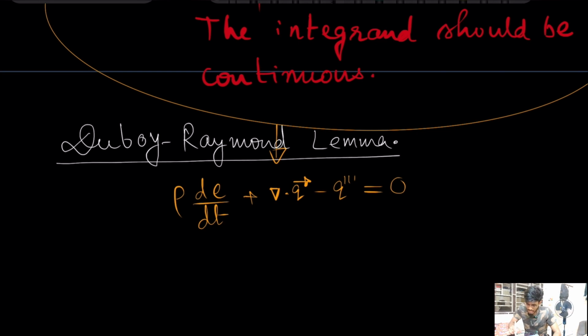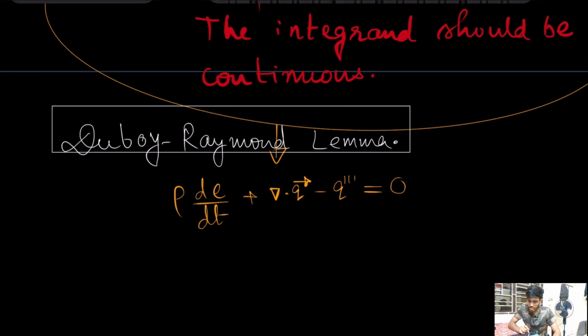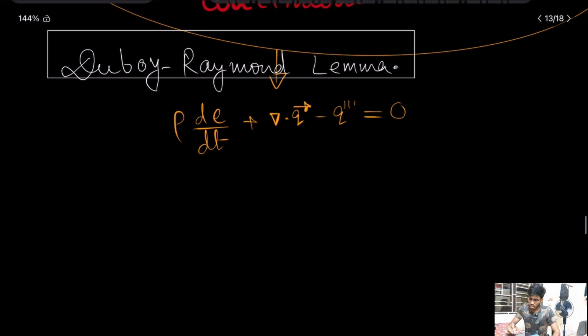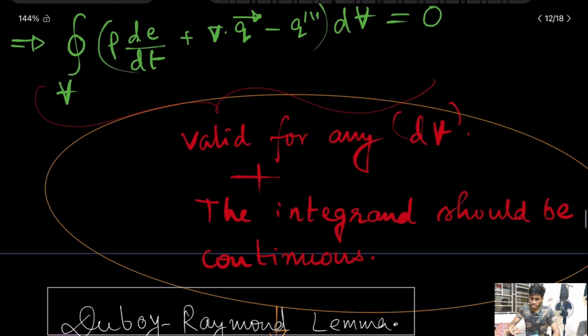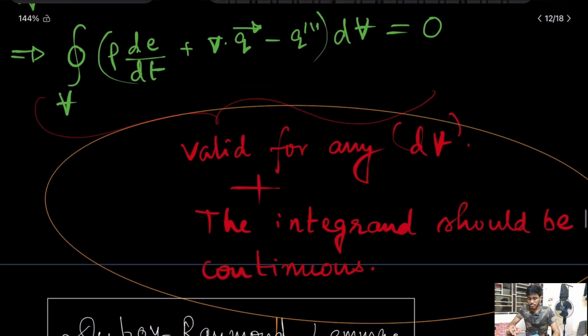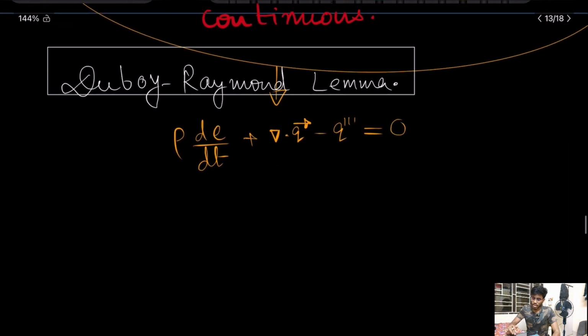I think I have written the spelling of Dubois and Reymond correctly. You can check that on the internet. These subtle things actually matter a lot in terms of conceptual understanding.